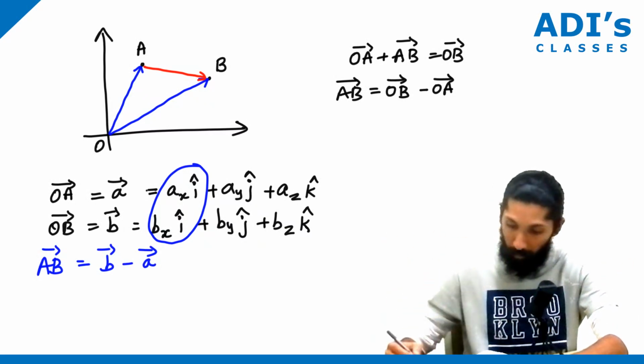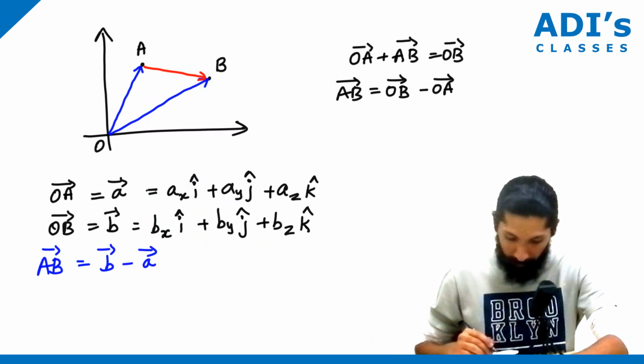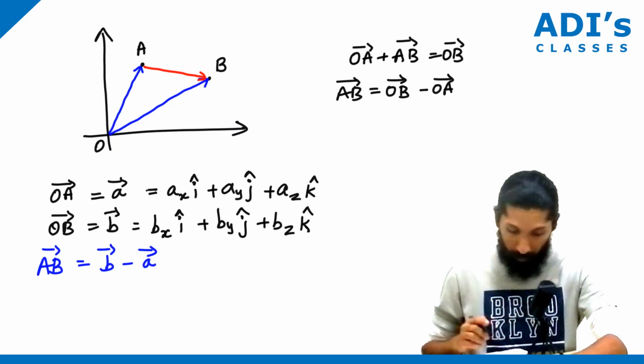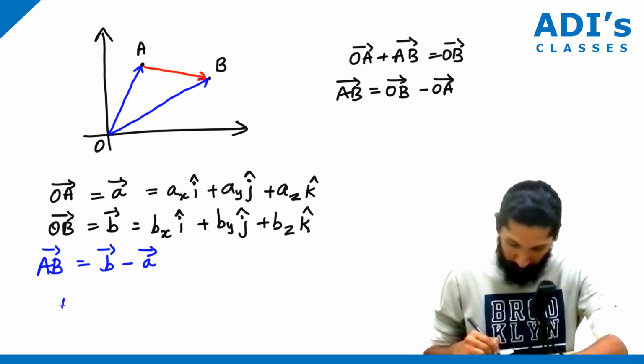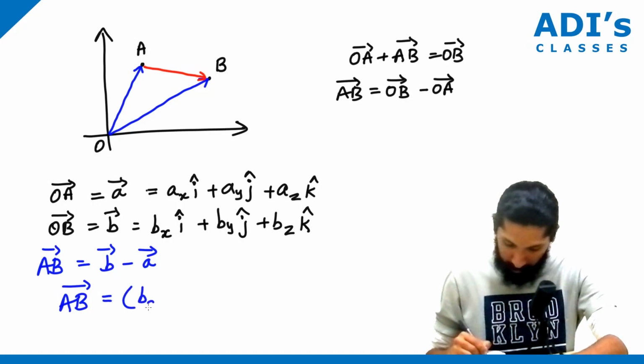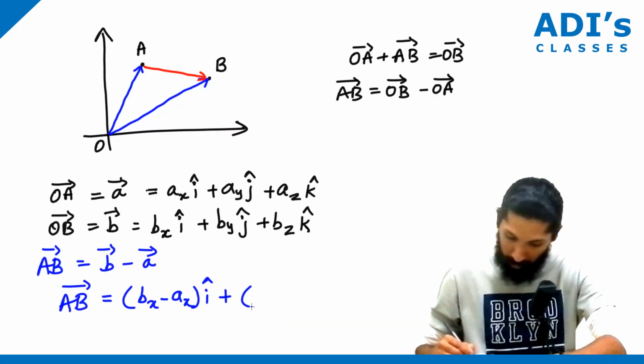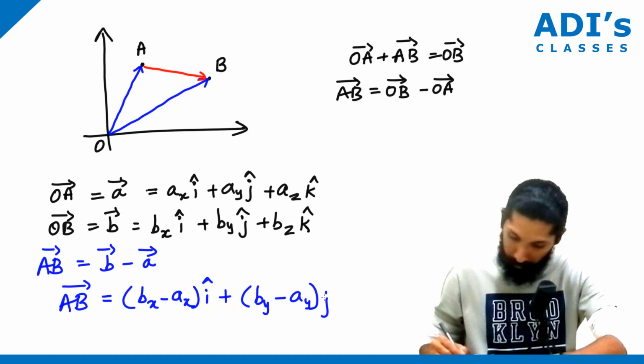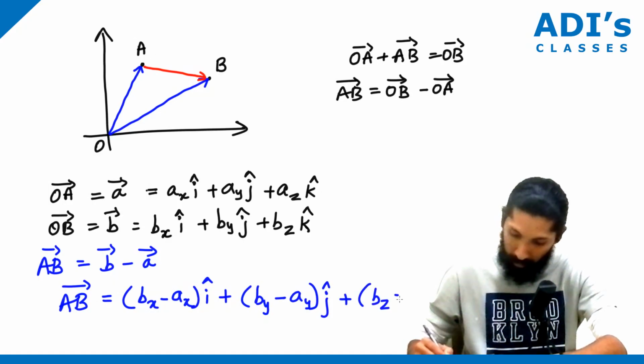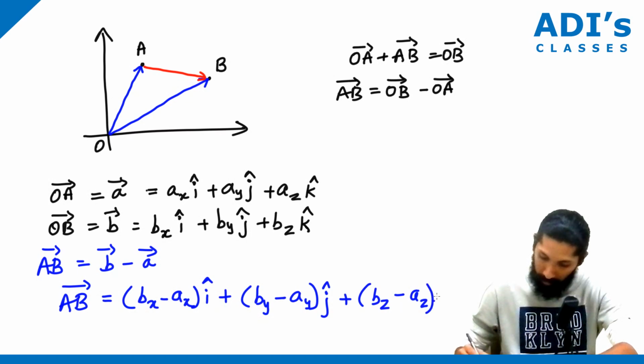Fine. So in this case, what we have is B minus A. So the AB vector is equal to BX minus AX into i cap, first one, plus BY minus AY into j cap, plus BZ minus AZ into k cap.